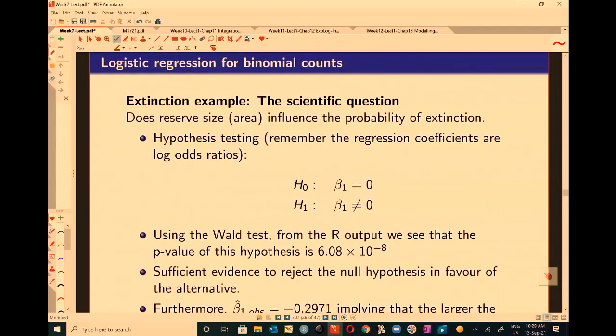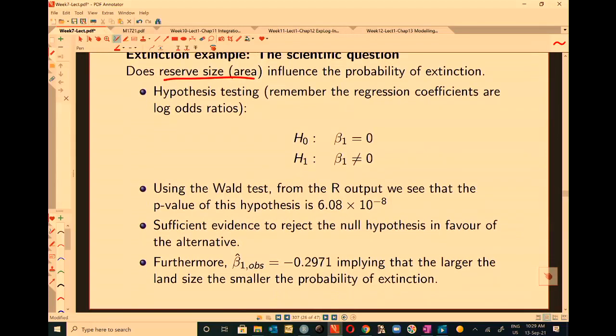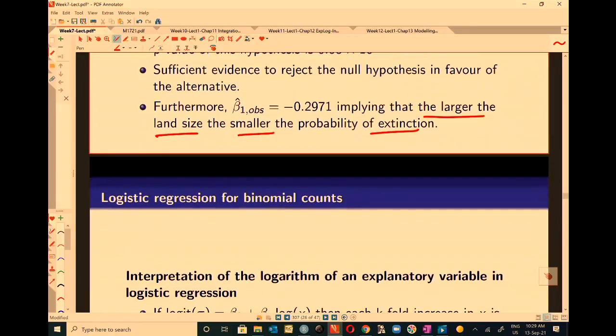Now, the question was whether the reserve size affects or influences the probability of extinction. So we're looking at the hypothesis test of beta 1 equals 0 versus not equal to 0. As we were saying earlier, the R output gives us p-values here. In this case, we will reject H naught, and so the negative here implies the larger the reserve size, the smaller the probability of extinction. All of those we've just said before earlier, and I hope that all makes sense here.